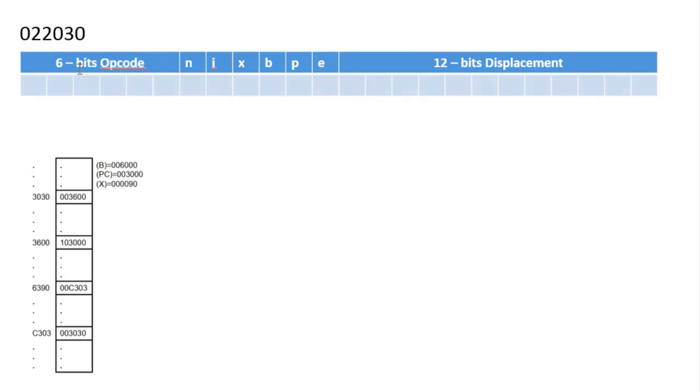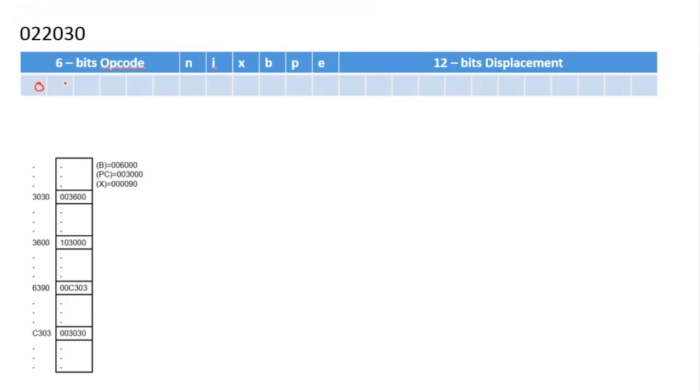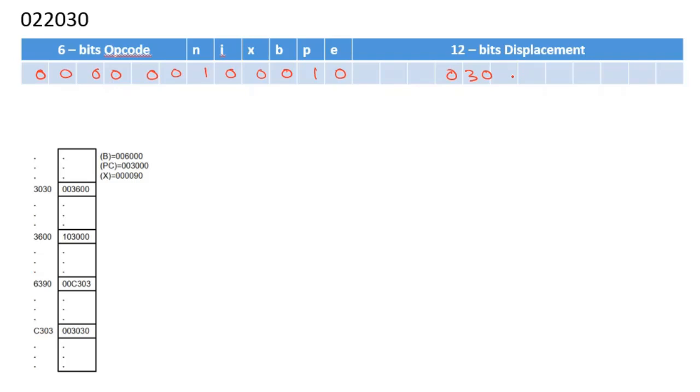So what is this? This is a hexadecimal object code. Convert it into binary. When you convert it into binary, this will be the value 0000. 2 is 0010, and again 2 we have 0010, and the 12-bit displacement I will retain in hexadecimal itself. Now I have to identify the opcode. All 60 means it is the LDA instruction. N and I should be processed together. N is 1, I is 0. So this is indirect addressing.